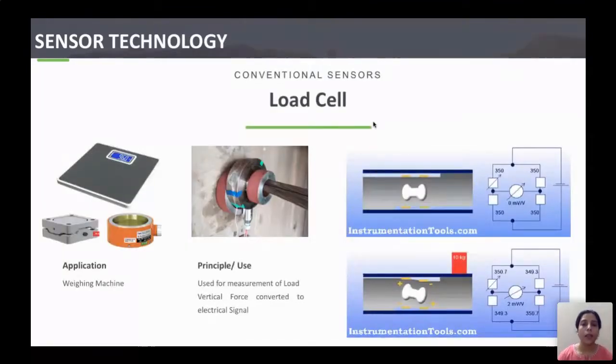Next type is the load cell. They are pretty simple. The very basic example of their application is in weighing machines. But this is the load cell which is actually used for structural purposes. Here you can see it is used for measuring the pre-stressing force in PSC girders and bridges. It consists of two strain gauges. When you apply load on them, the strain gauges will get deflected and they'll produce voltage, and that voltage is calibrated for the load values.